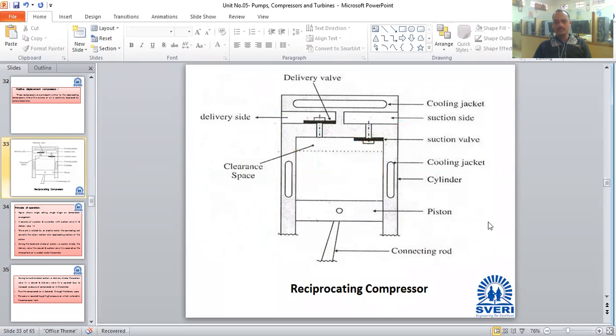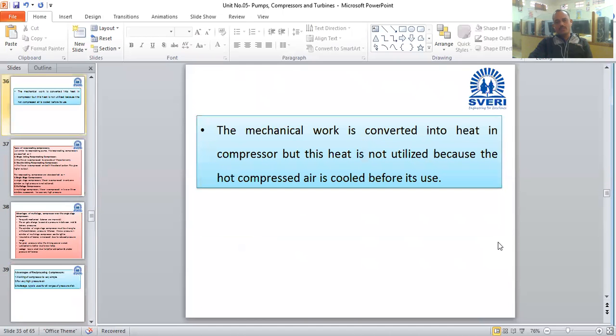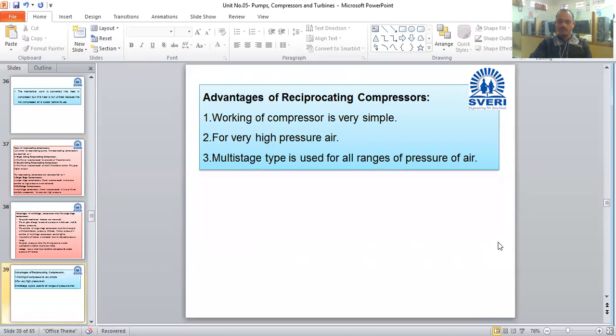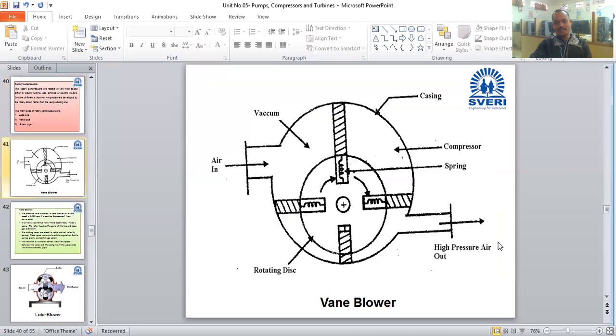reciprocating compressor. हा compressor आपण बऱ्याच ठिकाणी बघत असतो. Okay, we have seen what the uses of compressed air are. If you can find some more uses or applications, you can write them there.